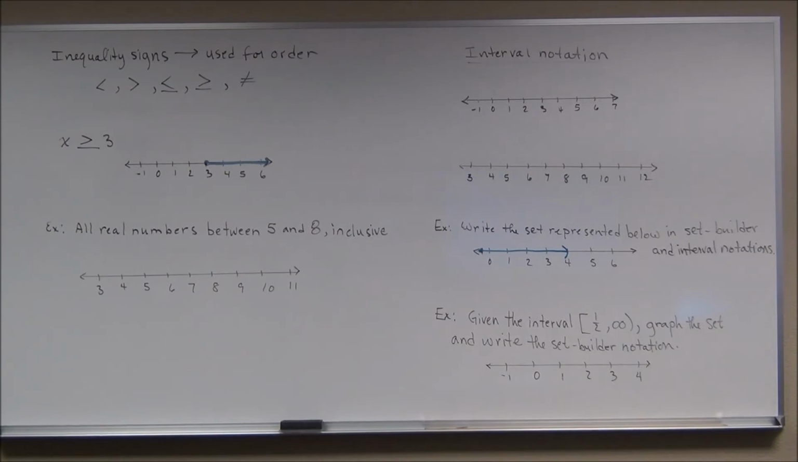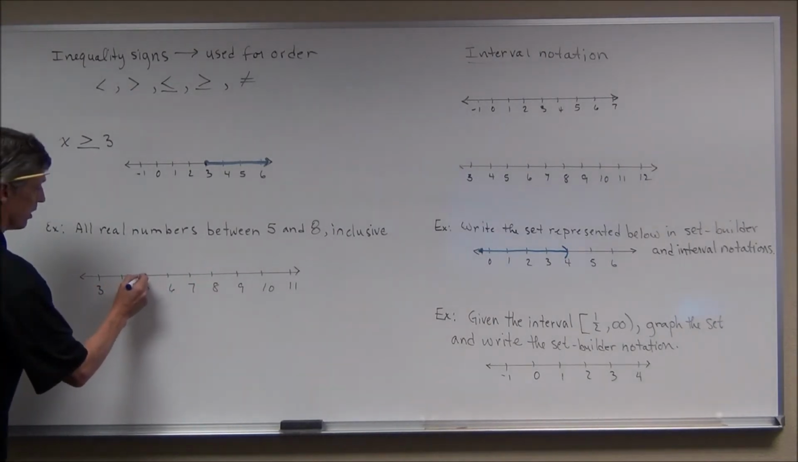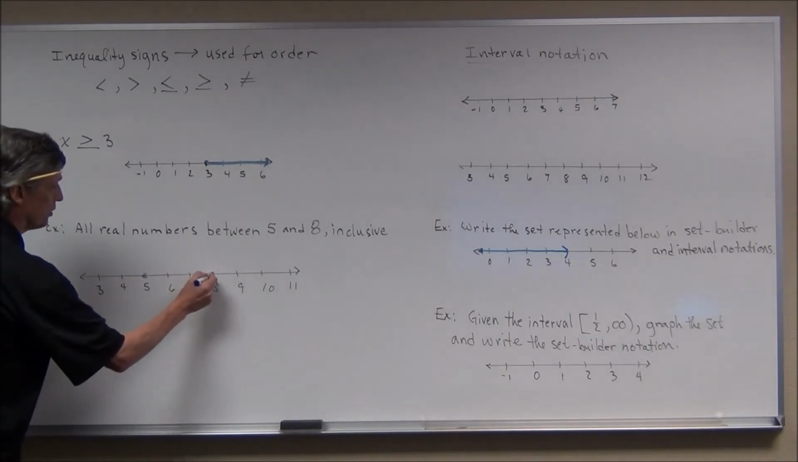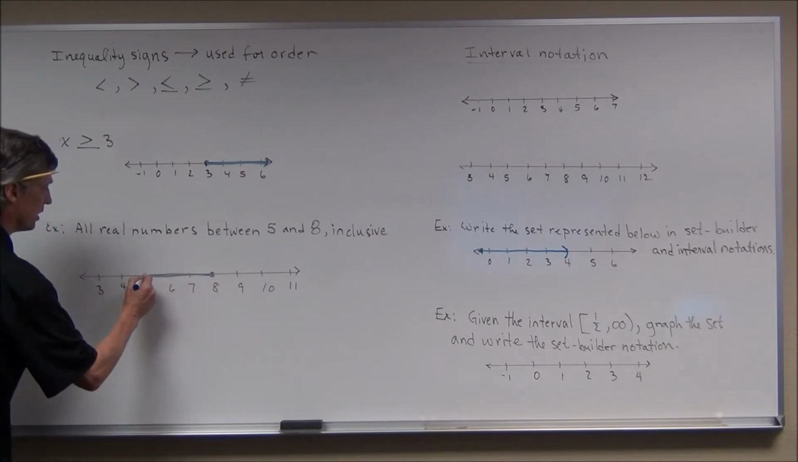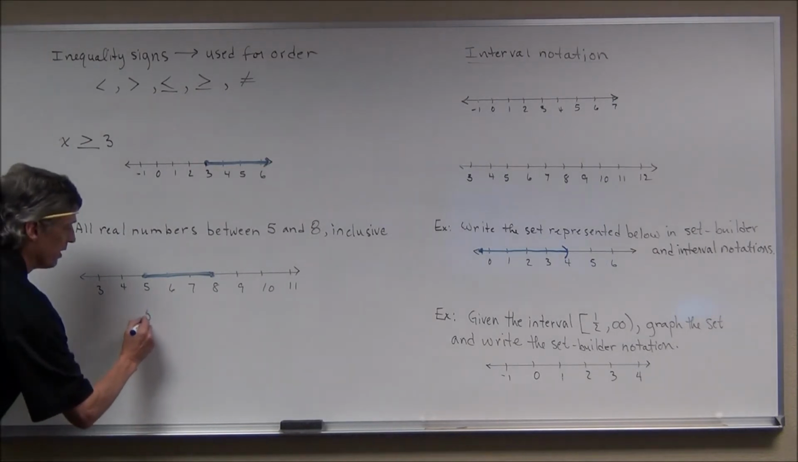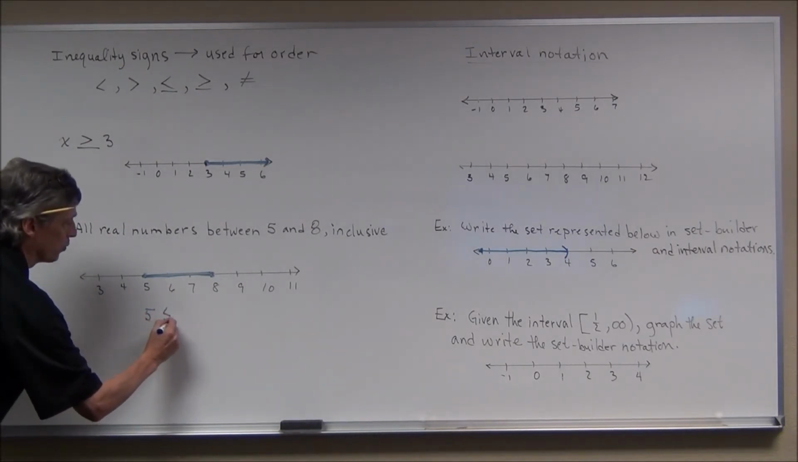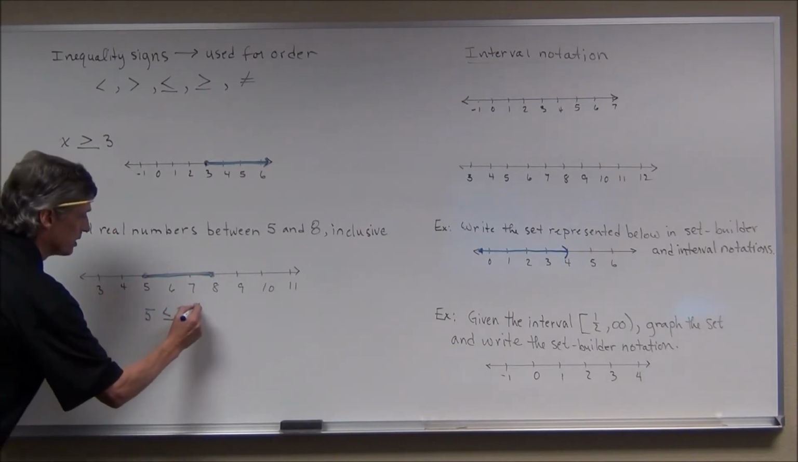Well, because it says inclusive, we want to include the 5. Notice my key values are kind of in the middle here. We want to include the 5, we want to include the 8, we want all the numbers in between, which would look like this. Now to represent that with an inequality statement, we would write that 5 is less than or equal to whatever variable we choose to use. We can use x. Is less than or equal to 8.